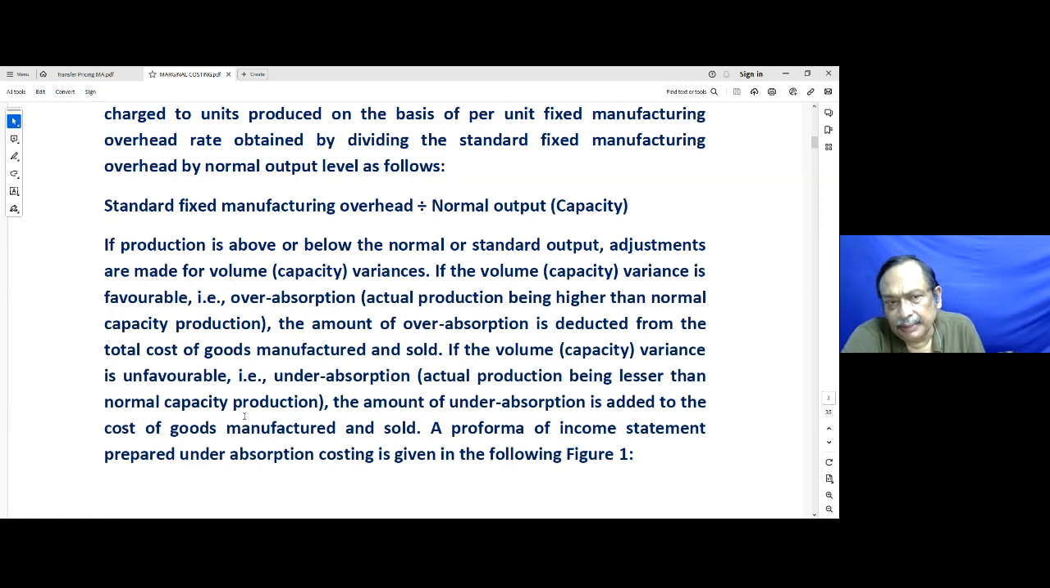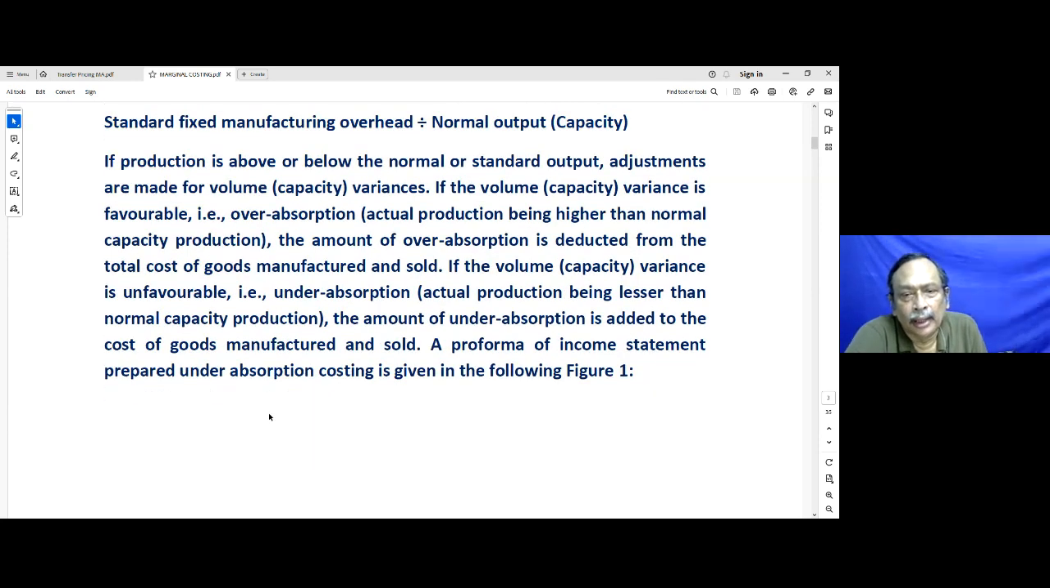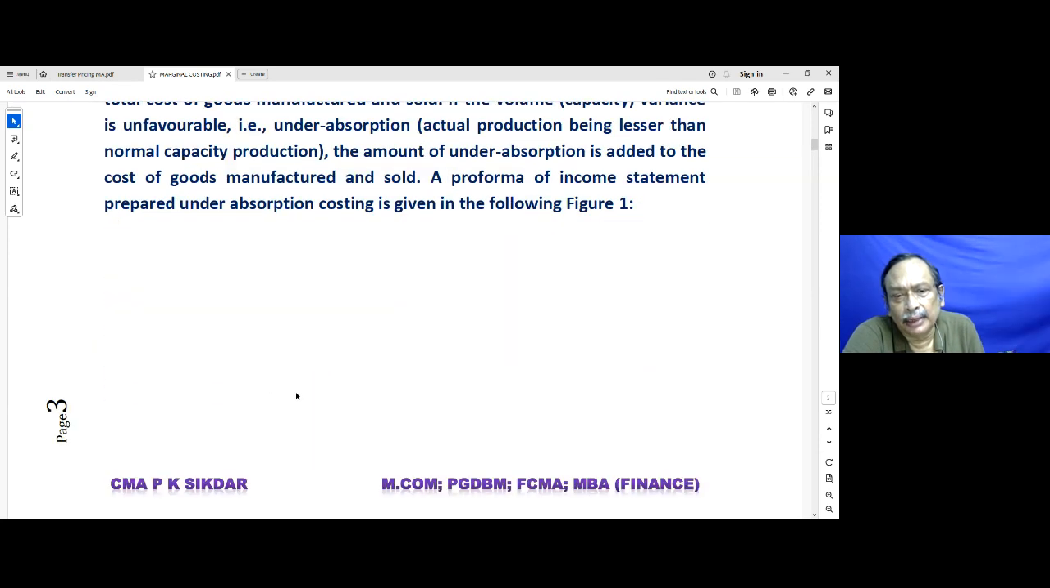If the volume or capacity variance is favorable, that is over absorption, actual production being higher than normal capacity production, the amount of over absorption is deducted from the total cost of goods manufactured and sold. If the volume or capacity variance is unfavorable, that is under absorption, actual production being lesser than the normal capacity production, the amount of under absorption is added to the cost of goods manufactured and sold. And we are coming to the pro forma. Just have a good look.